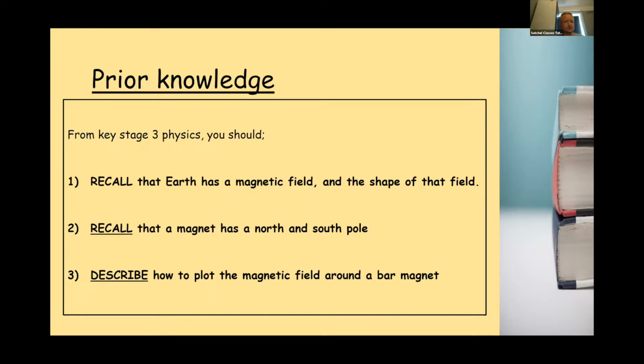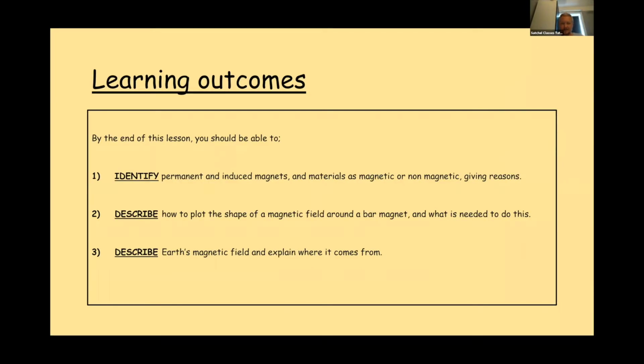So, by the end of this lesson then, what you should be able to do is identify permanent and induced magnets and materials as magnetic or non-magnetic, giving good reasons for both. You should be able to describe how to plot the shape of the magnetic field around a bar magnet and what we need to do this. Finally, you should be able to describe Earth's magnetic field and explain where it comes from. So let's take a look.